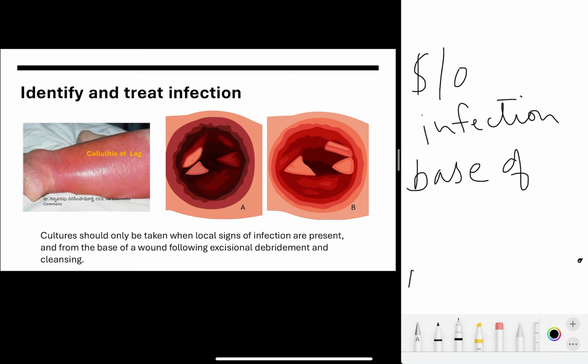Swab should be taken from the base of a wound following excisional debridement and cleansing. In this picture, A is a comminuted fracture of a bone with road dirt embedded in it following a road traffic accident, and image B is after cleaning it with a high pressure irrigator. If in image B there are any local signs of inflammation in this tissue, then it should be taken for culture.